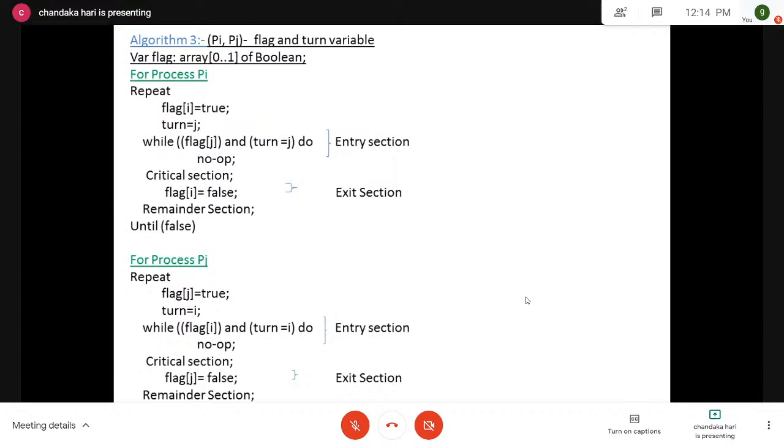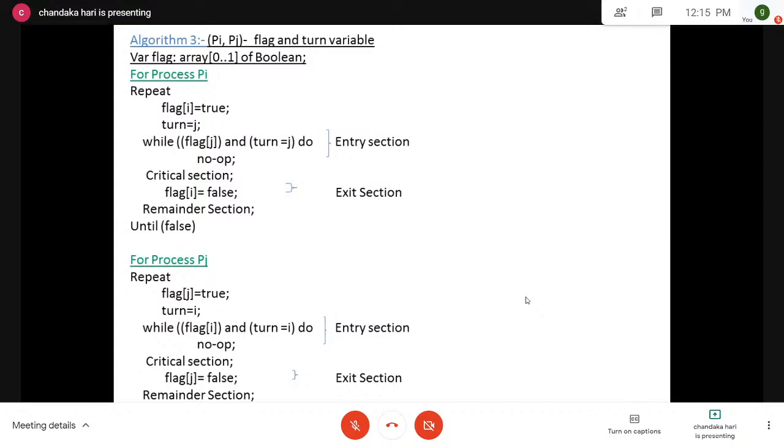However, once PJ exits the critical section, it will reset flag j to false, allowing PI to enter into the critical section. If PJ resets flag j to true, it must also set turn equal to I. Thus, since PI does not change the value of the variable turn while executing its while statement, PI will enter the critical section after at most one entry by PJ. That is, there is bounded waiting. That implies this solution satisfies all three: mutual exclusion, progress requirement, and bounded waiting.